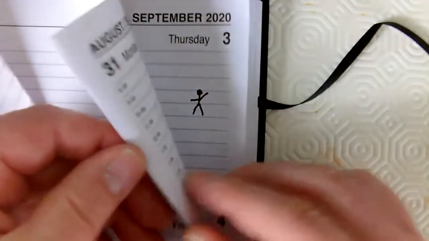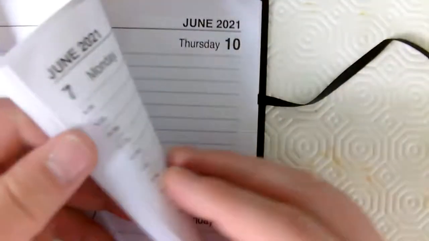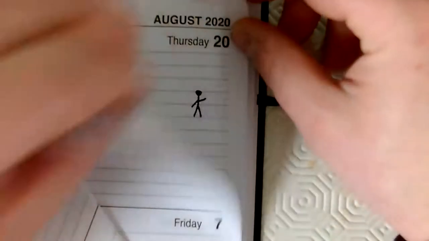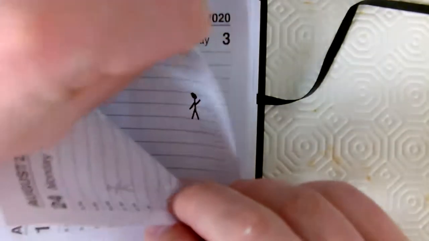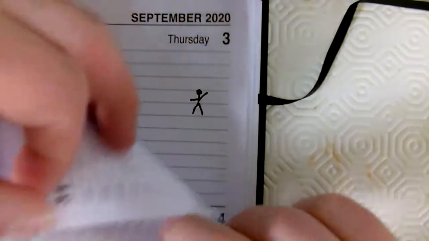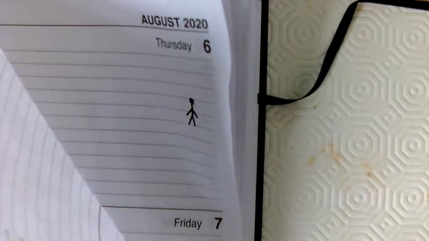Obviously, the faster you flick it, the better it is. I've got very thin paper, so my thumbs aren't actually able to flick it like I would like to. But you can see here how the image is moving. Yeah, so that's called a kinograph, or a flipbook. So obviously, you can do one better than mine.